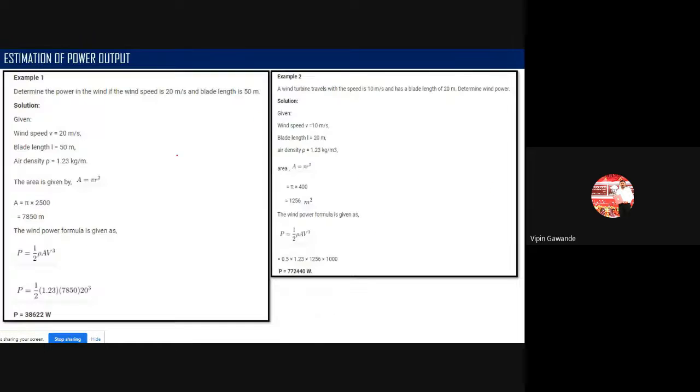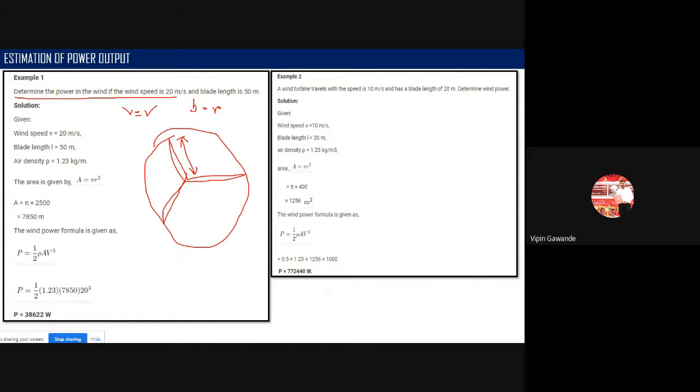Then we have some examples. Determine the power in the wind if the wind speed is 20 meters per second. Here V is given, and the blade length is given. This length is the blade length, which gives us the area. The blade length is 50, so this is the radius, and the total diameter becomes 100.